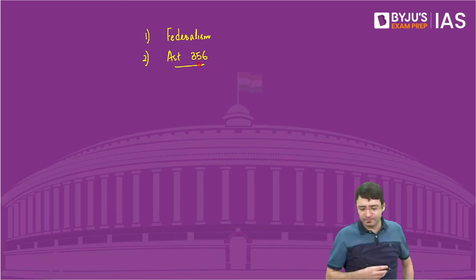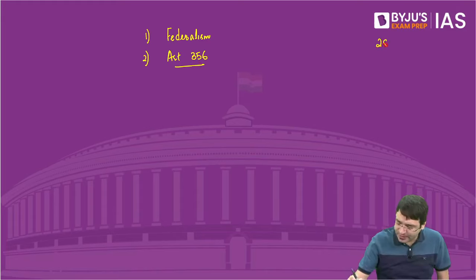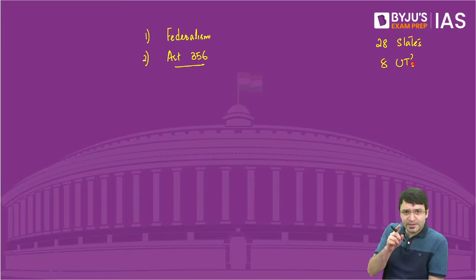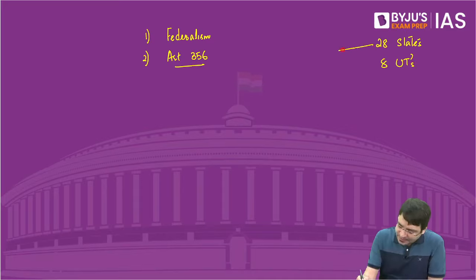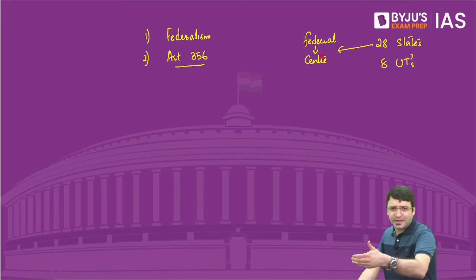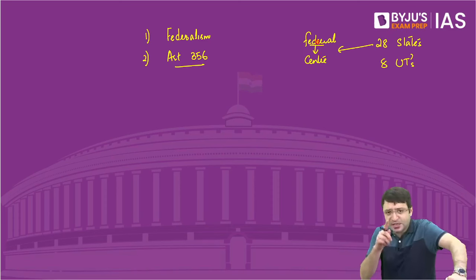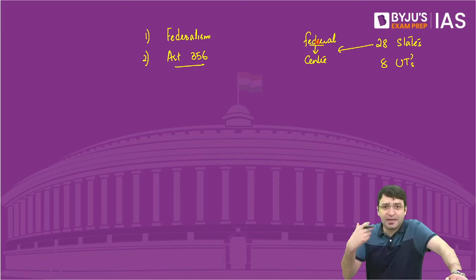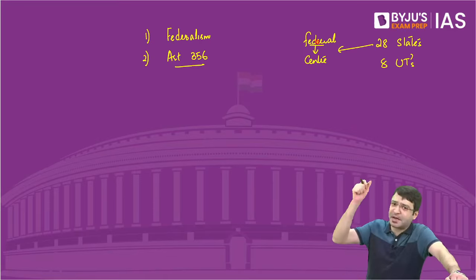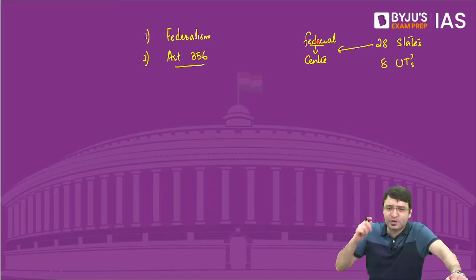Now, imagine a situation where we have 28 states and 8 union territories. Listen to me carefully. We have 28 states, we have 8 union territories. These states share a federal relationship with the center. That means the center will have the power to make laws on foreign affairs, currency, banking, insurance. But these states will have the power to make laws on land, law and order, agriculture, gambling, and so forth. We will have a chief minister at the state, we'll have the prime minister at the center. There is dual government, there is distribution of powers.